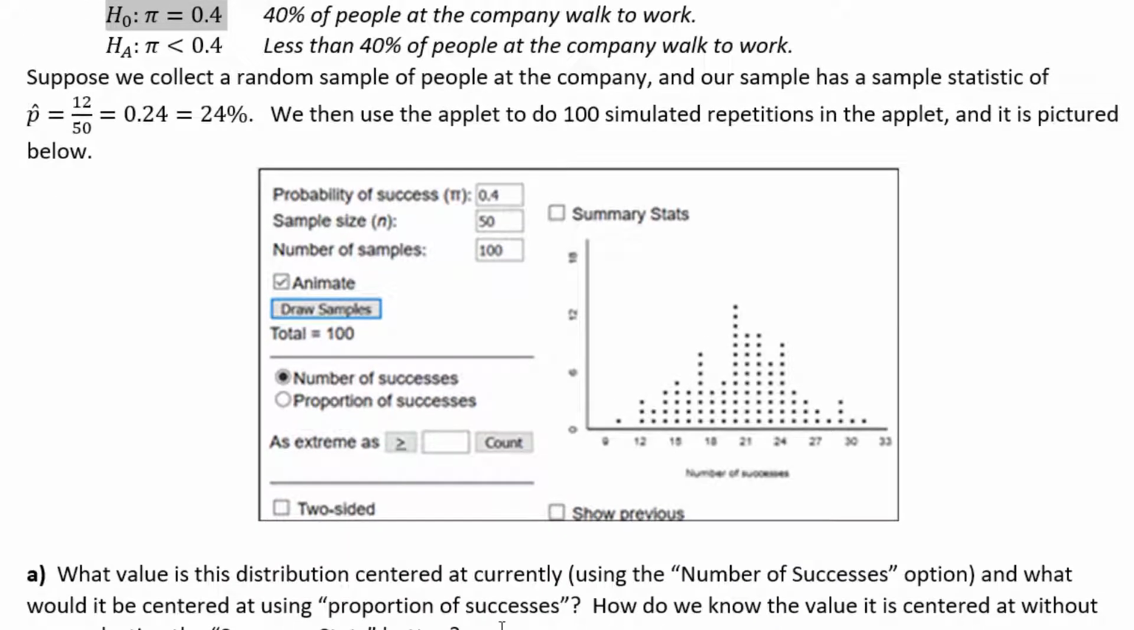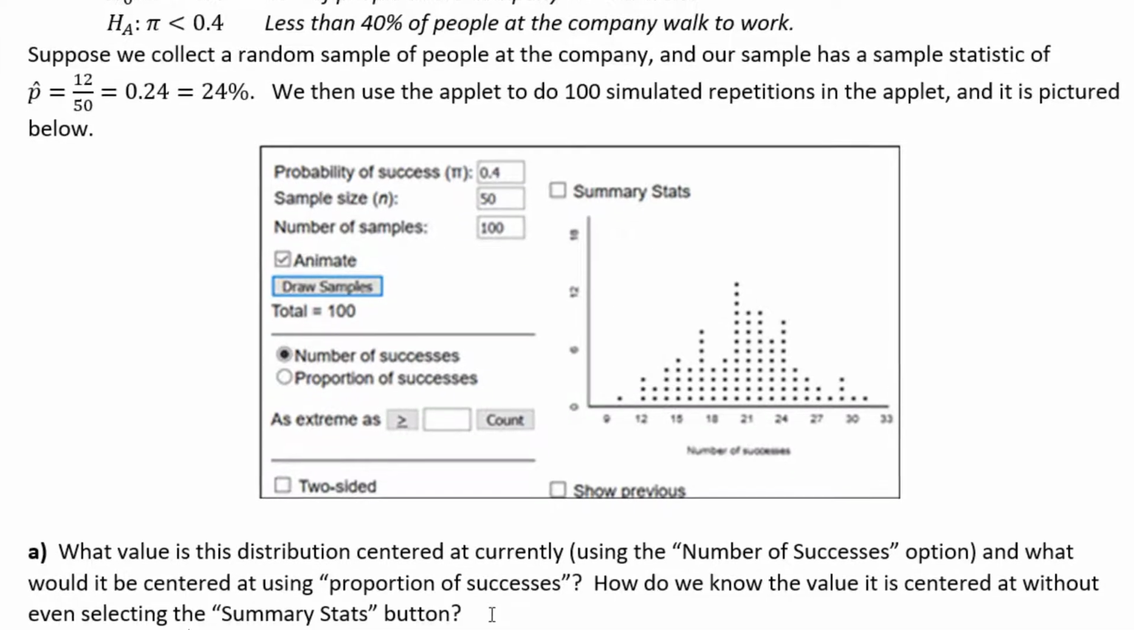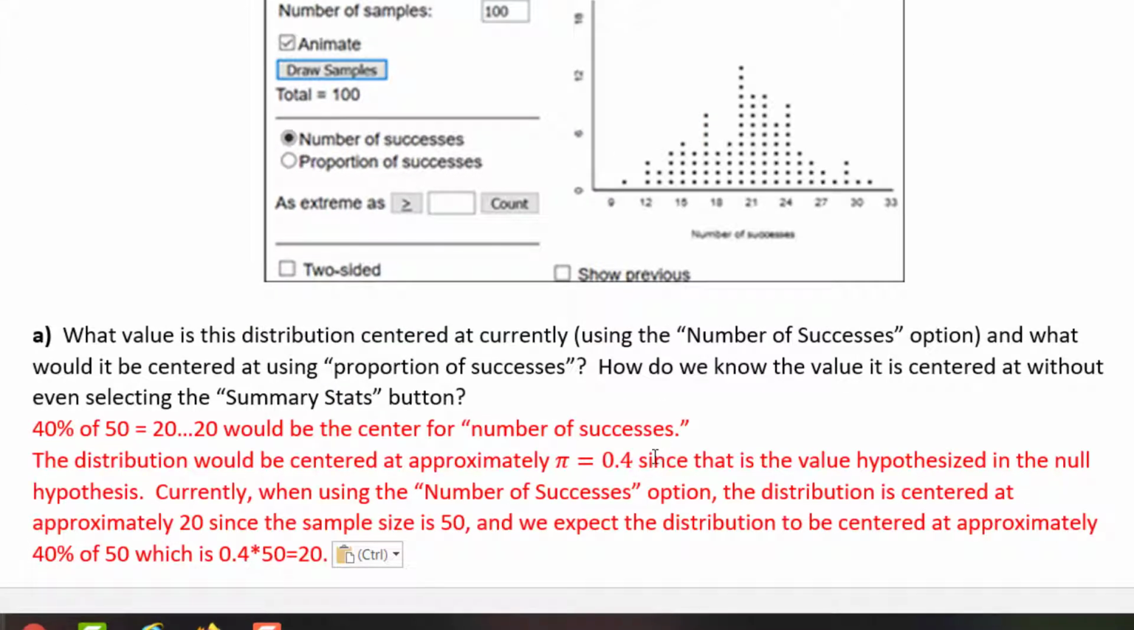What about if we were using number of successes? Since 40% of the 50 sampled people is 20, we expect that the distribution would be centered at 20. So under proportion of successes, it'll be centered at pi equals 0.4. And if number of successes is selected, it will be centered at 40% of 50, which is 20.